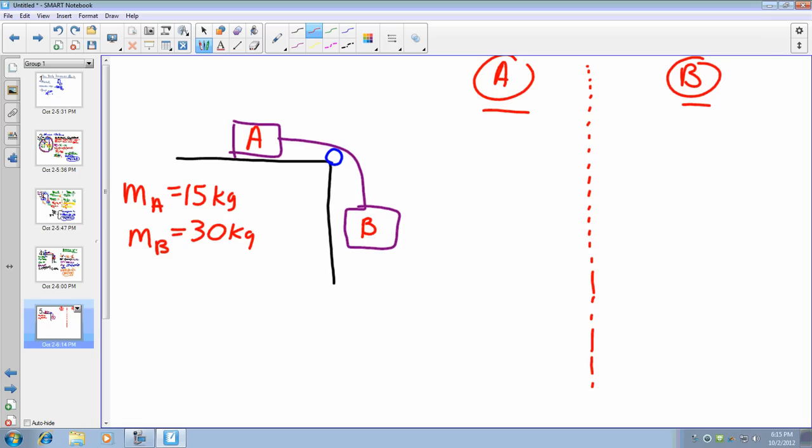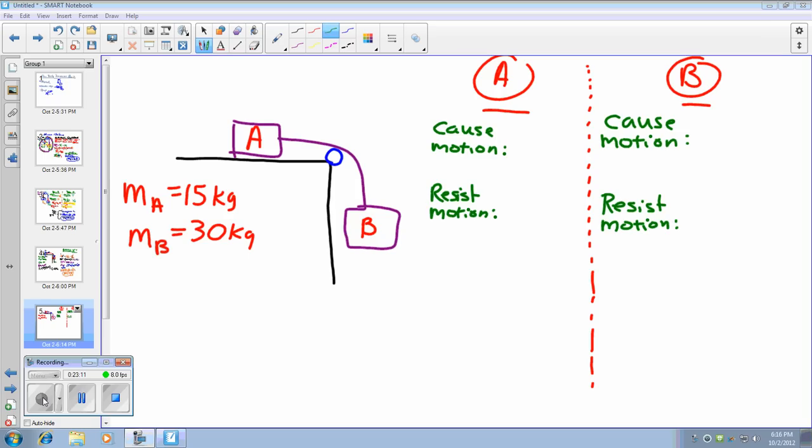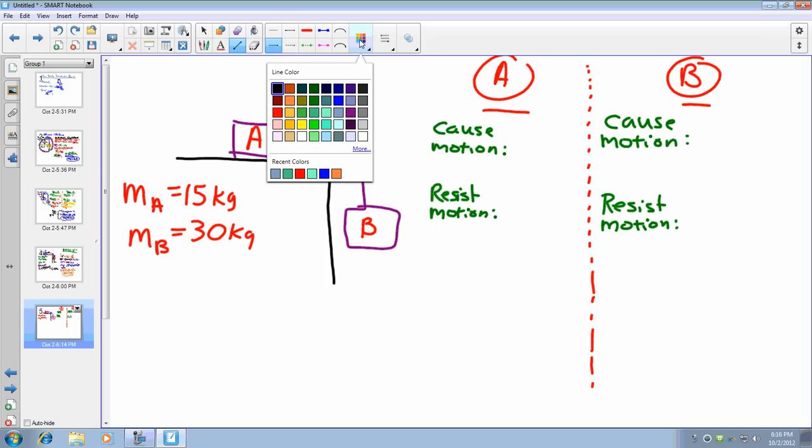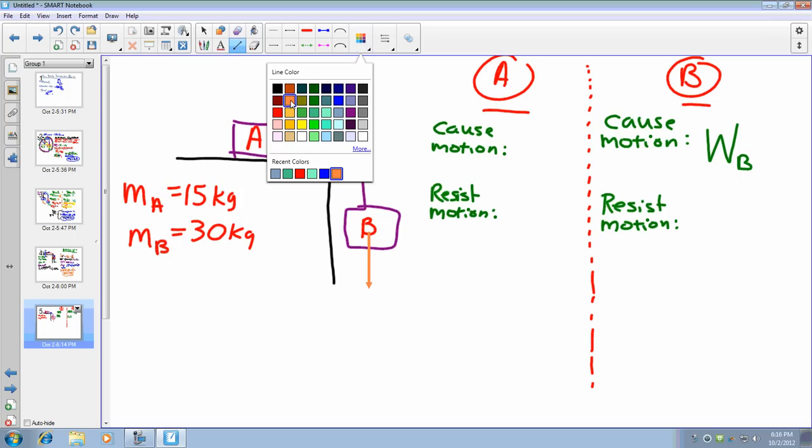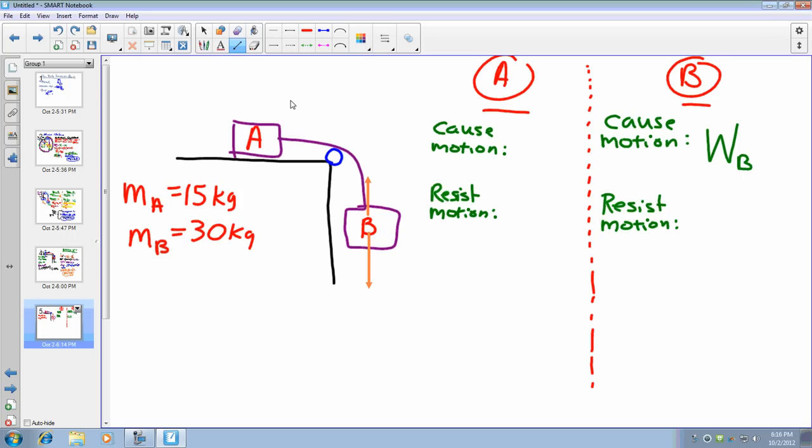So first, let me write down a couple things for us. Think about what's causing the motion for block B. Well, what's going to be causing the motion for block B is the weight of block B. The weight of block B pulling down on it is going to be causing the motion. What's going to be resisting the motion of block B? Well, that's going to be the tension on the rope.